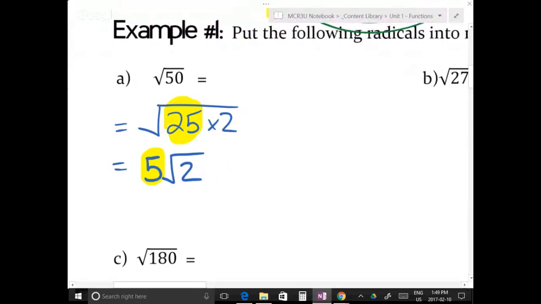So this is a lot like putting a fraction in lowest terms. All 3 of these are correct answers. This bottom one would be considered the best of them. It's in its most reduced form.